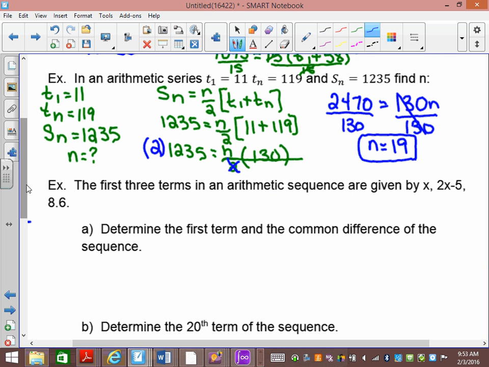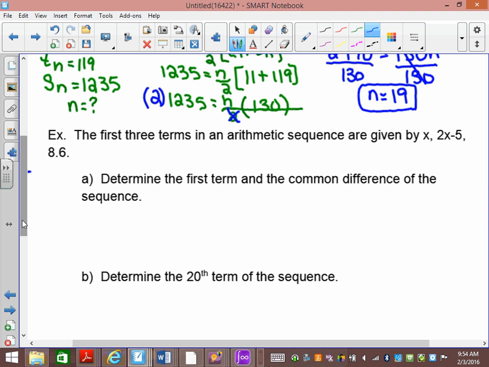The last example I picked because it's more like a grade 12 example. It has variables, and you're expected to know how to use them. So it says the first three terms in the arithmetic sequence are given by x, 2x minus 5, and 8.6. So we need to determine the first term and the common difference.